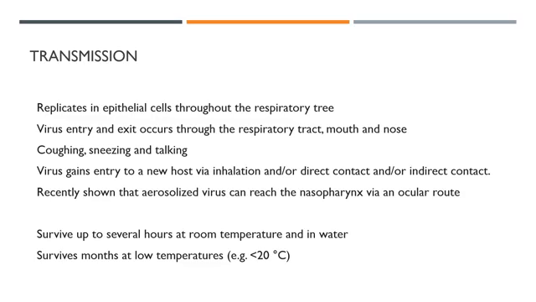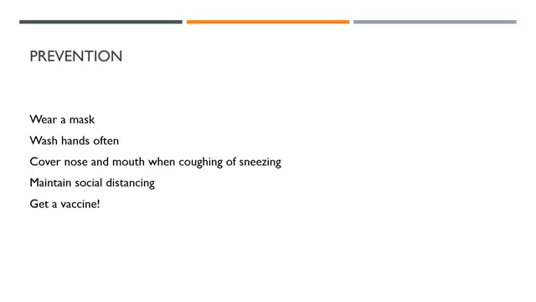So if someone coughs and your mouth is closed and you plug your nose, it might still get in through your eyes. So it's just a possibility. And it can survive up to several hours at room temperature and in water, and it can survive months at low temperature, which is why it occurs in the fall and winter months. It can survive in the air and on fomites and everything else much longer then. So what do we do to prevent it? You know this. You wear a mask, you wash your hands often, you cover your nose and mouth when coughing or sneezing, maintain social distancing, and you get a vaccination.